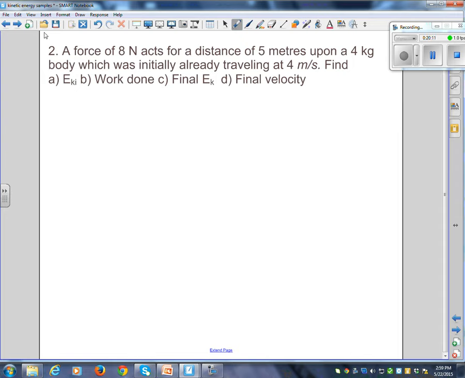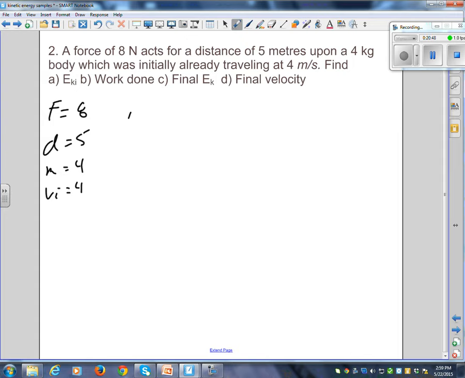What's different about this one? There's a VI. Do you want to try it on your own? Force is 8, D is 5, mass is 4. Already traveling at 4. Find the EKI, find the work done, find the final EK, and find the final velocity.